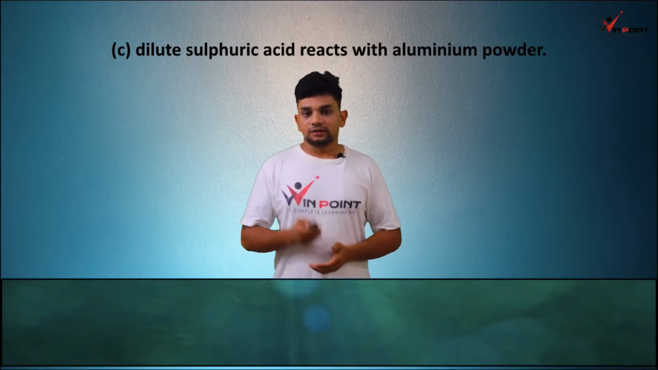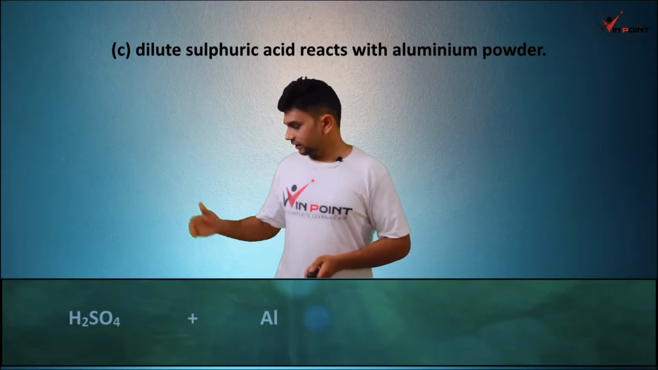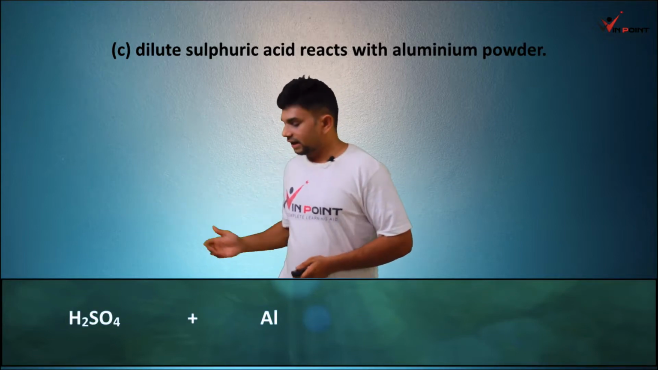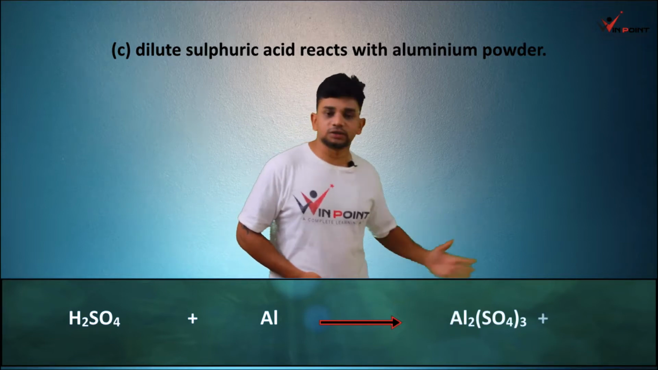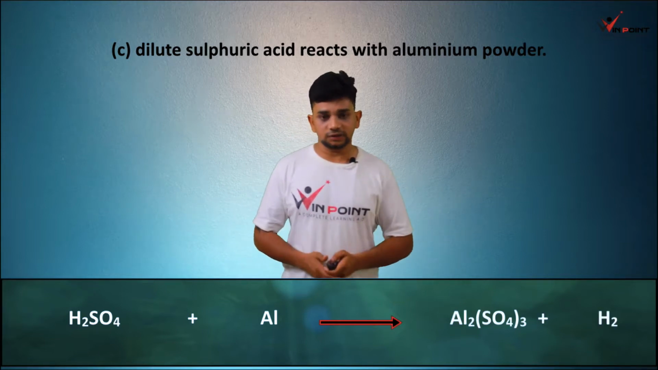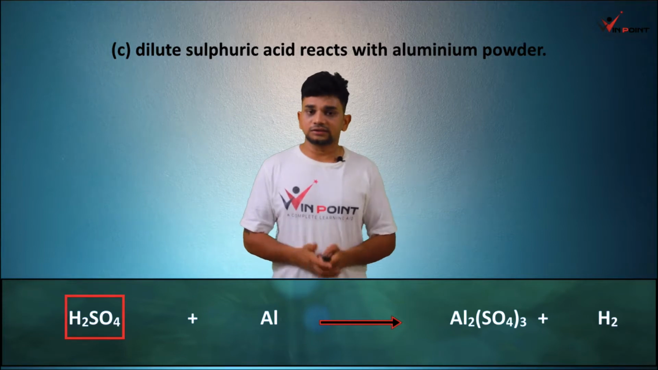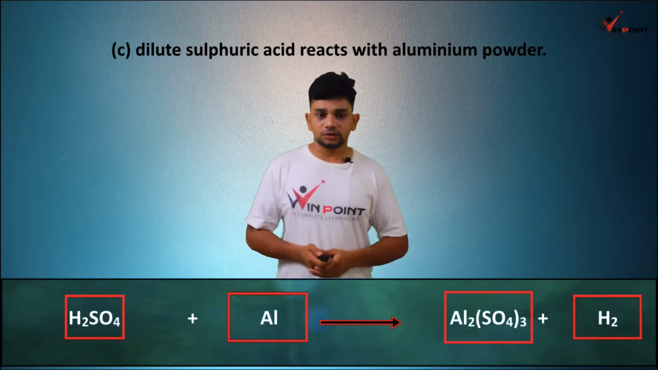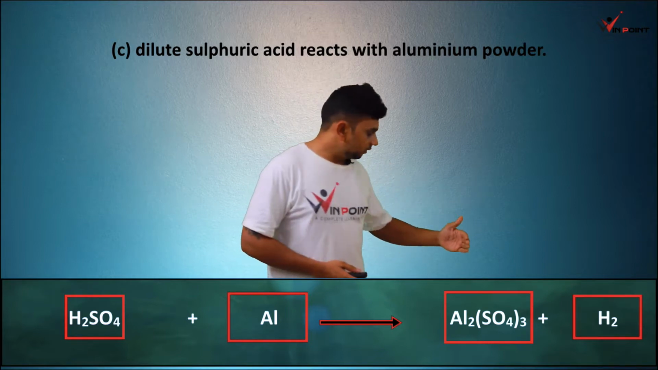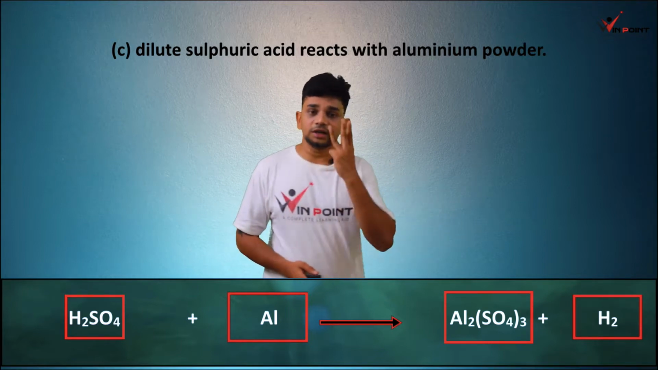Dilute sulphuric acid reacts with aluminium powder. Here it is H2SO4 plus Al gives the products, which will be Al2(SO4)3 plus H2. How can we balance it? First we are making boxes on the reactant side and product side. After that we are going to count the number of SO4. Al2(SO4)3 has 3 SO4.